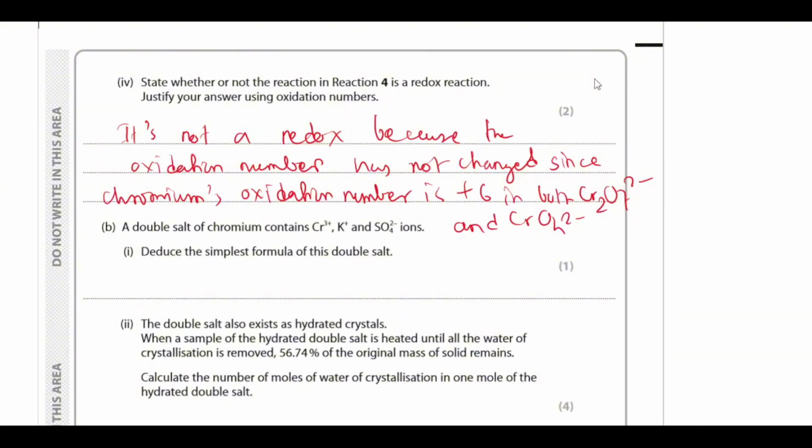The next question, they said to deduce the simplest formula of this double salt. Now a double salt basically means that 3 of these ions are involved. The ions could be in any order, so you can just give K and then Cr and SO4 if you want. So let's just give K, and of course Cr, and we have SO4. All right, so eventually you'll be getting something like this. So that is the simplest formula of this double salt.